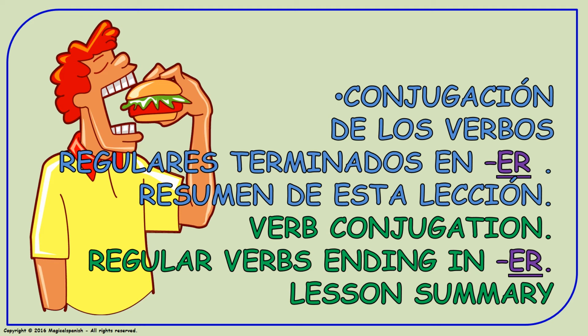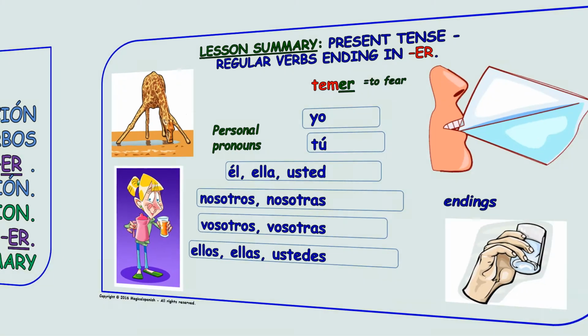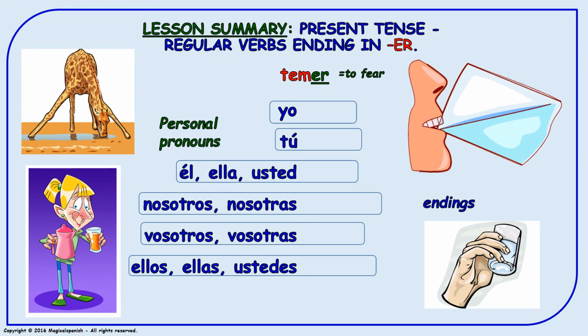Resumen de esta lección. Verb conjugation. Regular verbs ending in er. Lesson summary. Okay, in this part of our video, we have the lesson summary, and we're going to keep talking about the present tense of regular verbs ending in er. But now we have a different verb, temer, to fear.